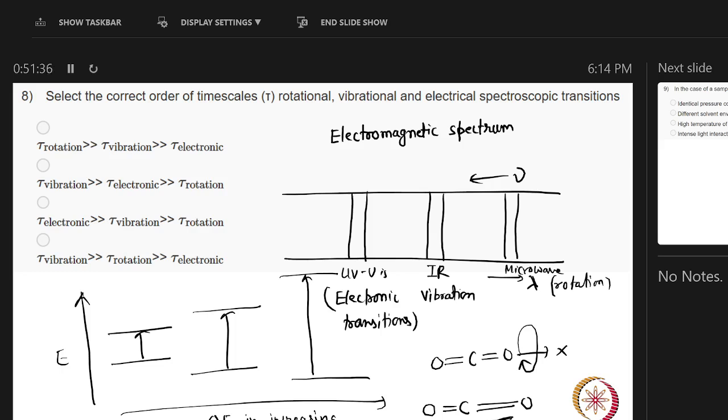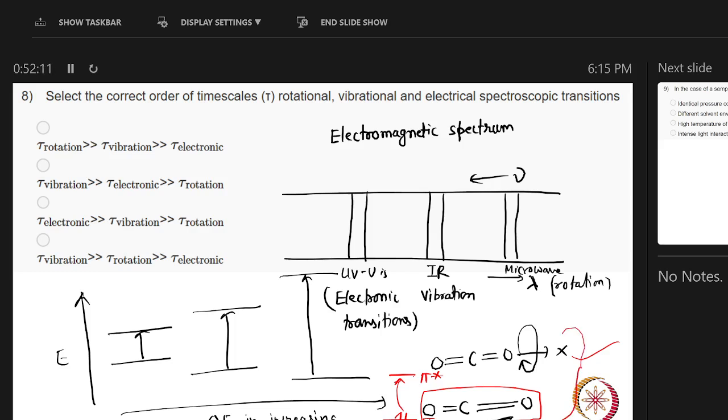In case of electronic, let's say you have a CO2 molecule and you have some pi to pi star transition. So you are moving here. Basically you are changing the electronic state of the electrons. So the energy gap between these electronic states is highest compared to this stretching or this rotation. Okay. So physically we can understand it like this.